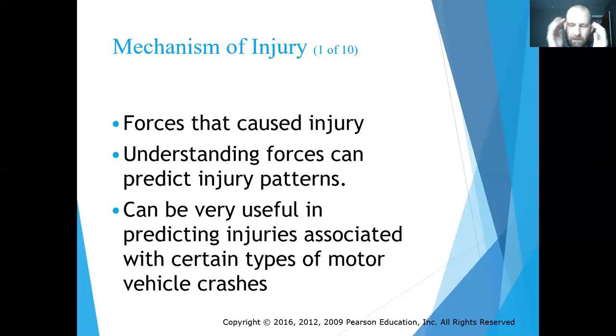Okay, so when you're thinking about mechanism of injury, it's important to not become myopic or have tunnel vision, right? Be open-minded, so you don't miss things. We don't want to miss stuff there.